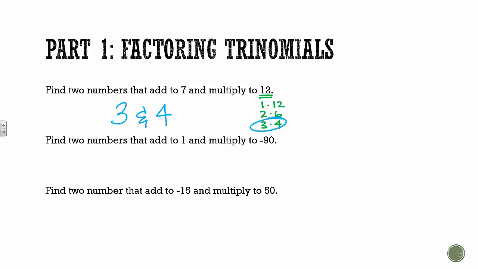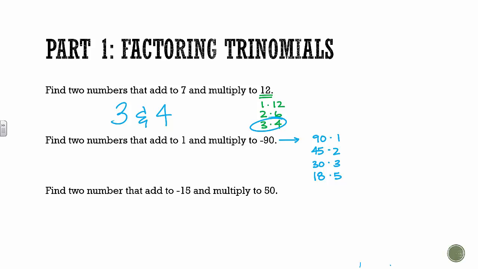Same thing with this one. I want two numbers that add to make 1 and multiply to make -90. So we know one of the numbers is negative. So break down 90. You have 90 and 1. You have 2 and 45. You have 3 and 30. 4 doesn't go into it. 5 goes into it 18 times. 6 doesn't go into it.